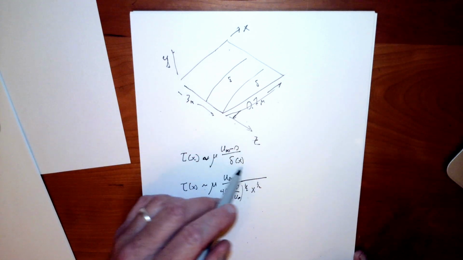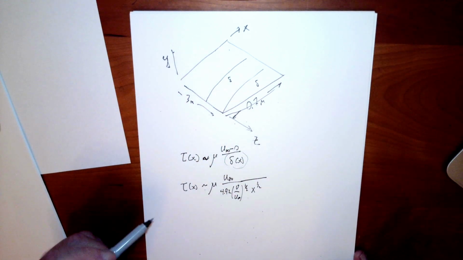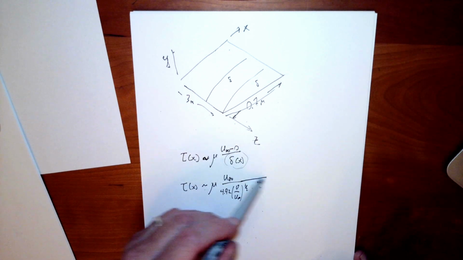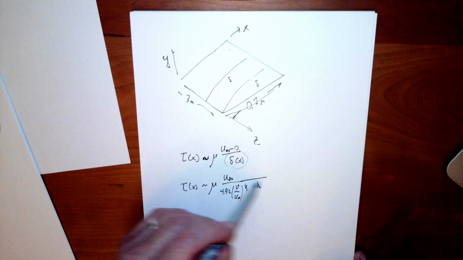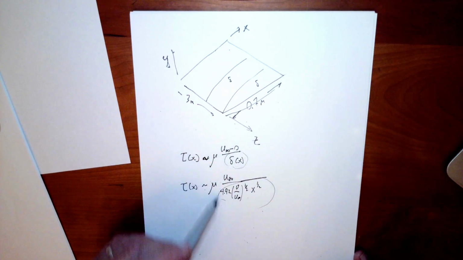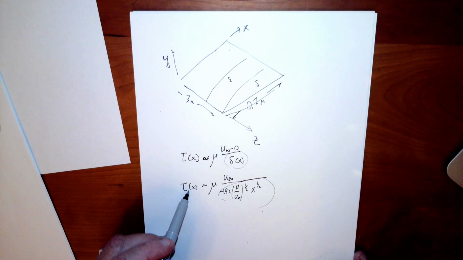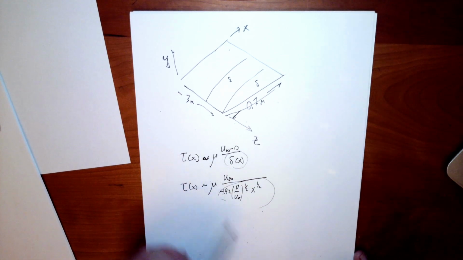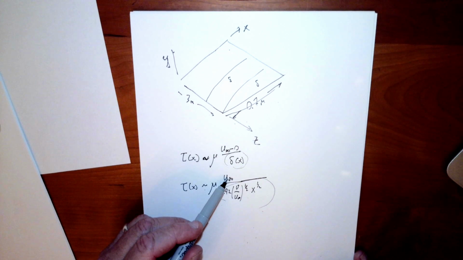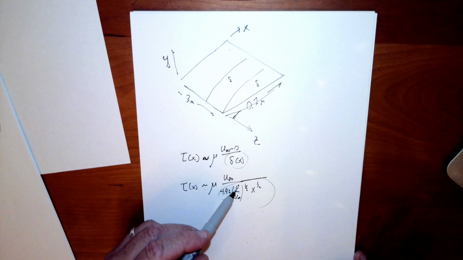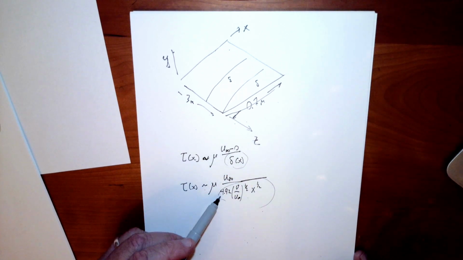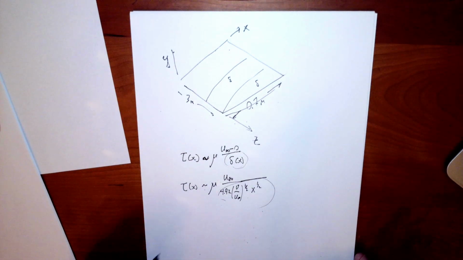And I'm going to, obviously, use the thing we did in the last lecture, which is figure out delta explicitly as a function of x, and put that right in here. So that's my formula for how tau changes with x in this problem. And you can see there's a u infinity in the numerator, u infinity in the denominator, there's a nu, there's x in the denominator. So I'm going to crunch all these numbers.